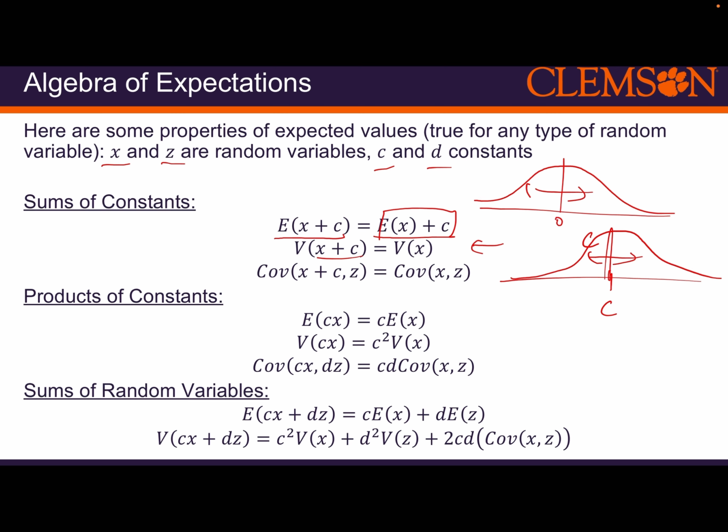Similarly, with a covariance, if we add a constant to one or both of the variables, it doesn't change. Constants don't change the spread of the distribution. They just change where the mean is.